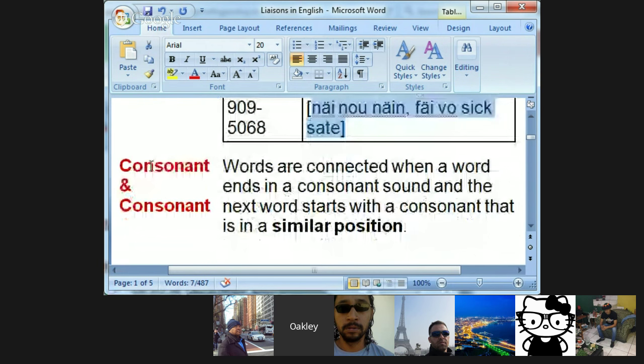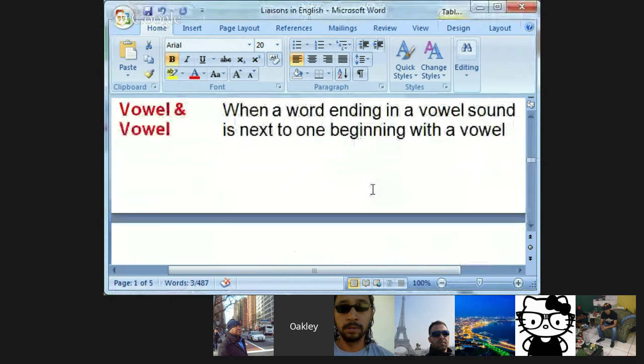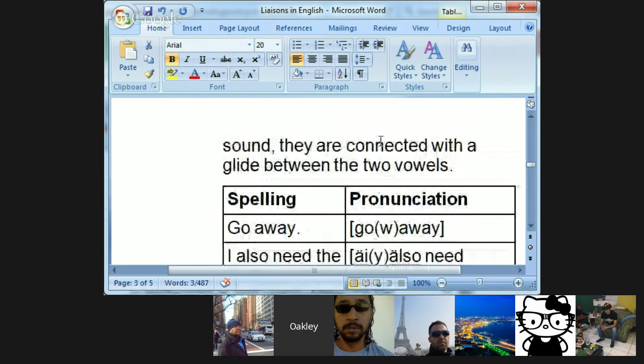Okay, next is consonant and consonant, but I'm going to skip that for a minute because that's the hardest one. I want to talk about vowel and vowel first. I'll go back there just a second. Okay. When a word ending in a vowel sound is next to one beginning with another vowel sound, they are connected with what is called a glide. In English, we do not do glottal stops. We don't start a vowel and then have a small pause and then say another vowel.